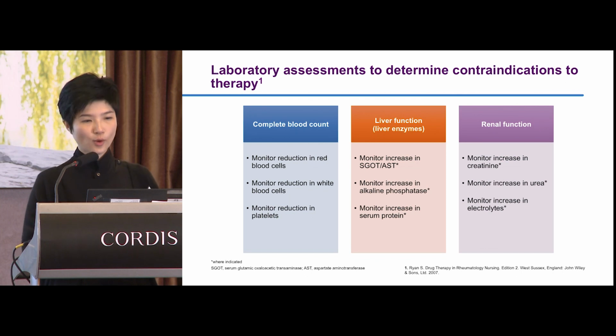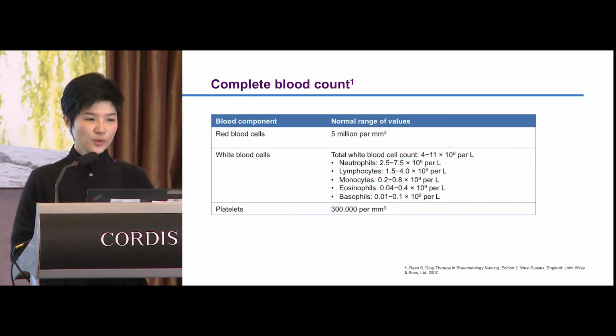So we come to laboratory assessment. There are 3 main laboratory tests we should do for monitoring of management. That is complete blood picture, liver function, and renal function. So this is the normal range of values of the blood components, red blood cells, white blood cells, and platelets, and we should be alert to values outside the normal range.